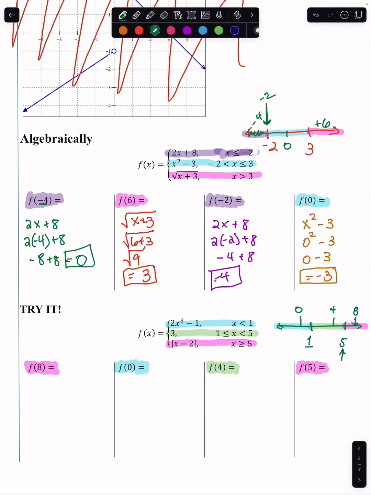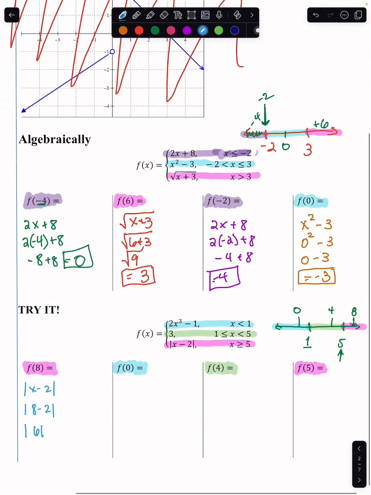All right, so we're going to plug these into the correct equations. So I got to do the pink one. So the absolute value of x minus 2, that's going to be the absolute value of 8 minus 2, which means that's the absolute value of 6. And remember, when you have absolute value, it doesn't matter what your number is, as long as at the end it's still positive. So the answer to this is positive 6. Okay? Let's do the next one.